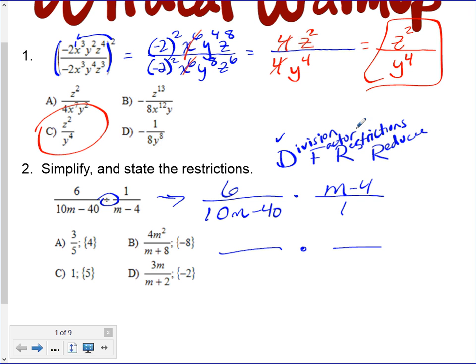Step 2, check to see if you can factor. Can I factor 6? No. Can I factor 10m minus 40? Yes. What's the GCF? 10. 10 divided by 10 is 1. What's left over? m. Negative 40 divided by 10 is negative 4. m minus 4, can I factor? No. 1, can I factor it? No.